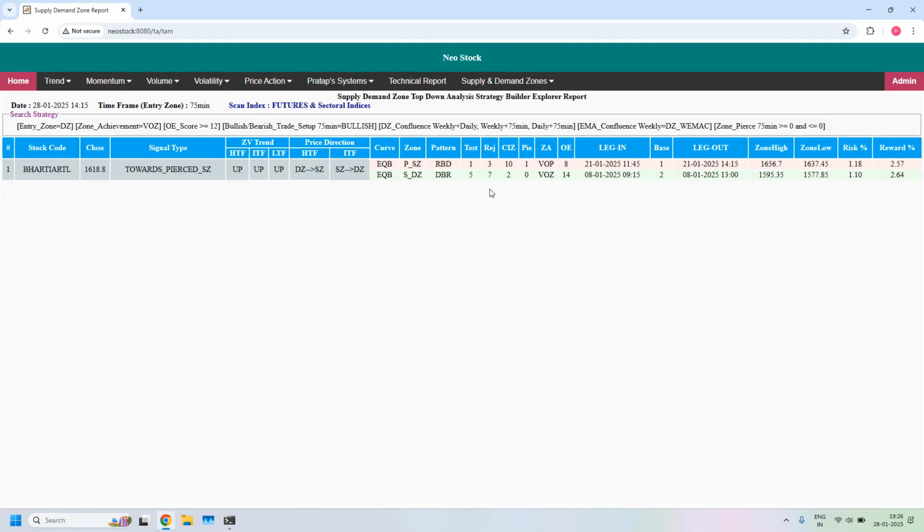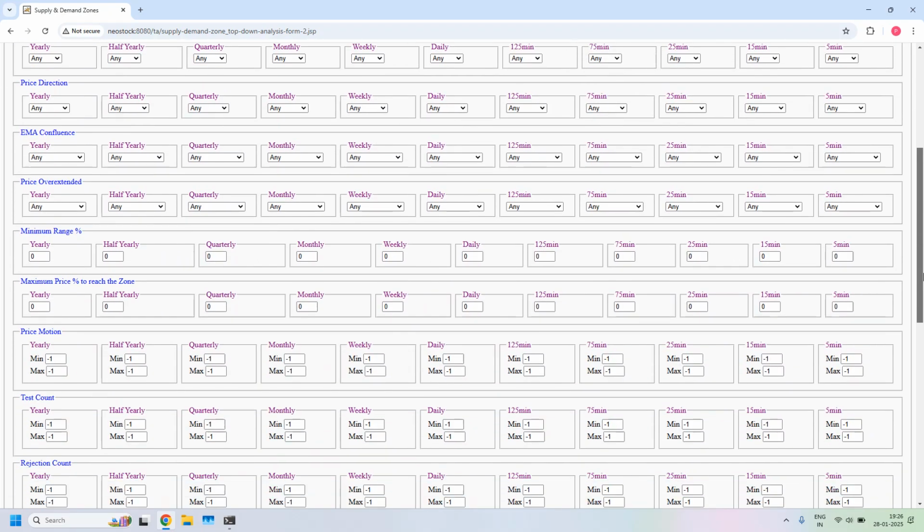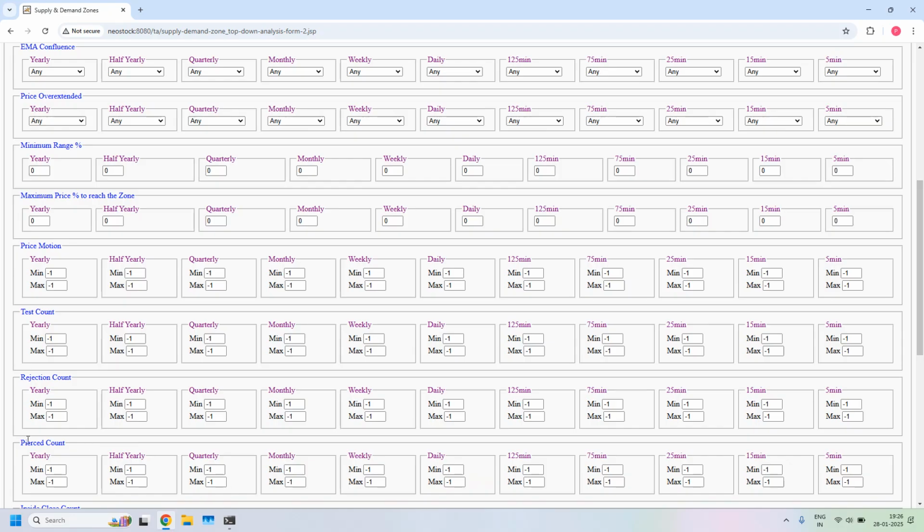weekly income trade. Next, bearish trade setup, weekly income trade, entry time frame 75 minutes, entry zone is supply zone. In bullish or bearish trade setup at 75 minutes time frame, I am selecting bearish, and this 75 minute supply zone should not be pierced. So in the pierced count at 75 minutes time frame, I am setting minimum value 0, maximum value 0.